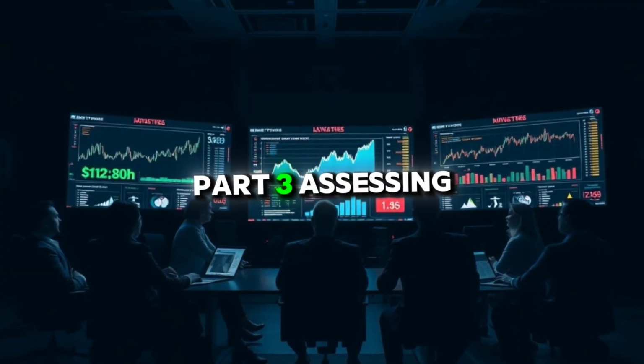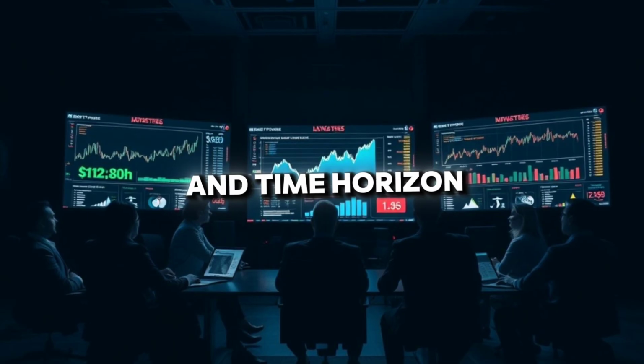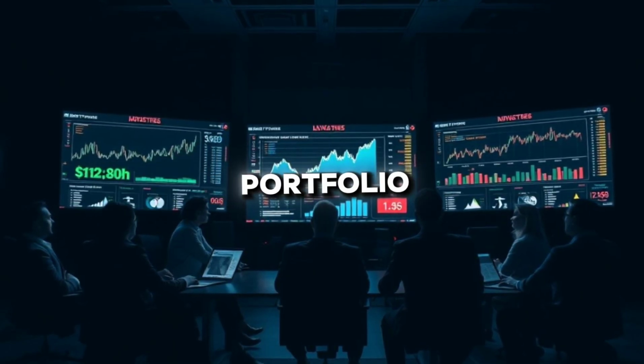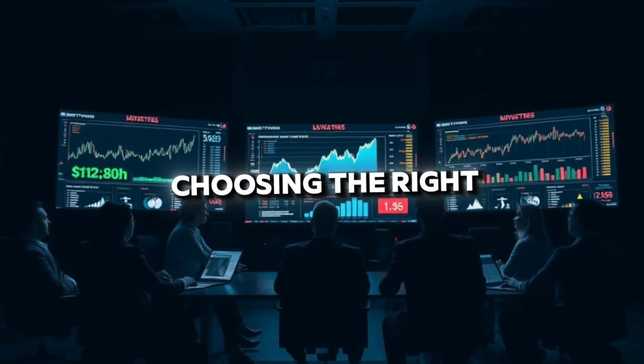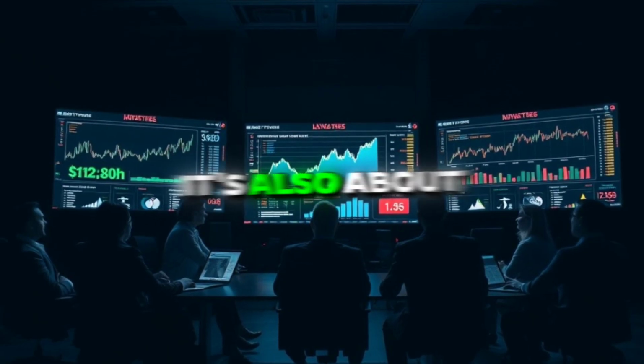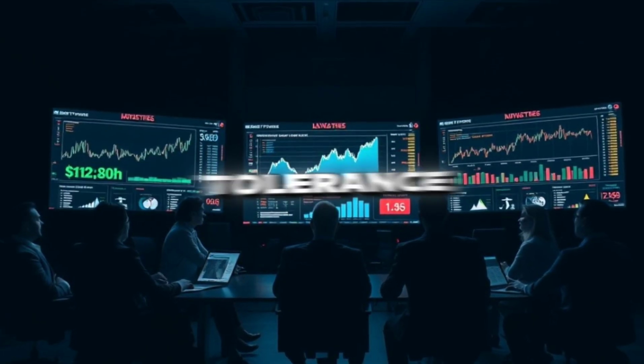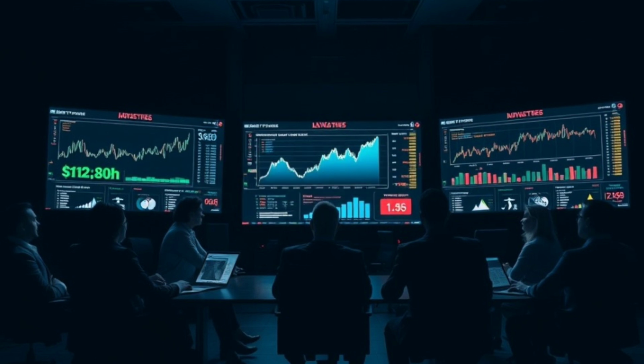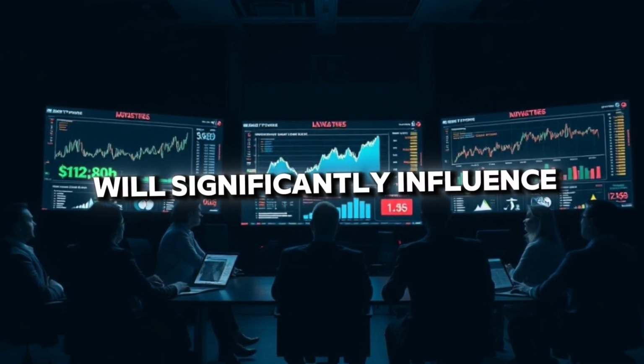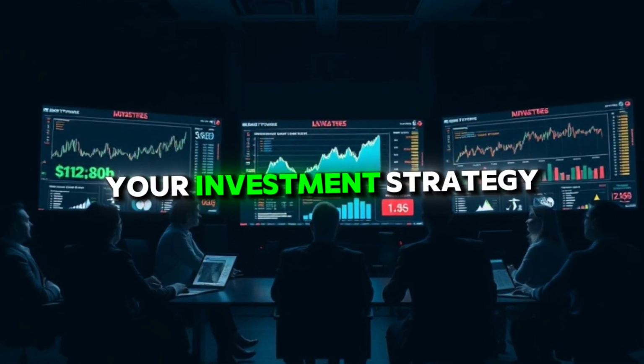Part 3. Assessing your risk tolerance and time horizon. Building a diversified portfolio isn't just about choosing the right assets, it's also about understanding your risk tolerance and investment time horizon. These two factors will significantly influence your investment strategy.